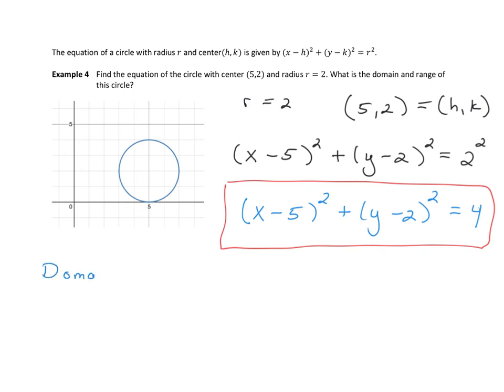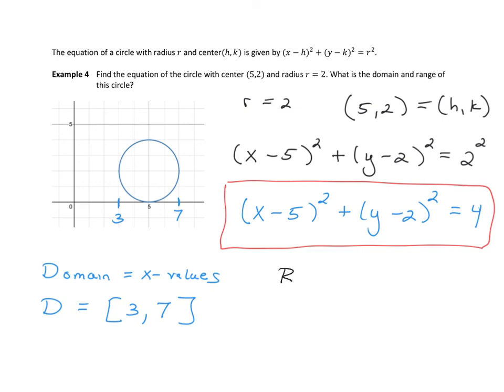The domain is all of the x values. So I'll call that D is equal to. So all of the x values for this circle, they go a distance of 2 from 5 in both directions. So this is the smallest x value, and that appears to be at 3. And the largest x value appears to be at 7. And we get every single value in between 3 and 7. So for this reason, the domain is the closed interval from 3 to 7. Here I'm using brackets instead of parentheses.